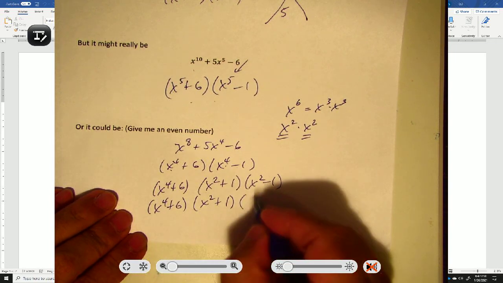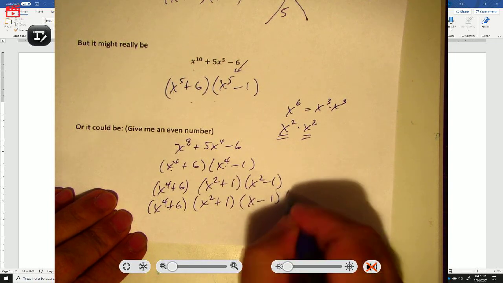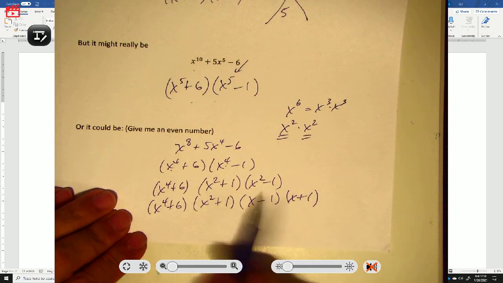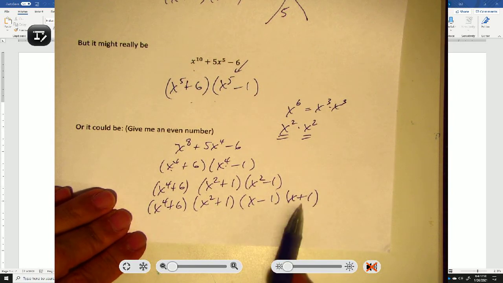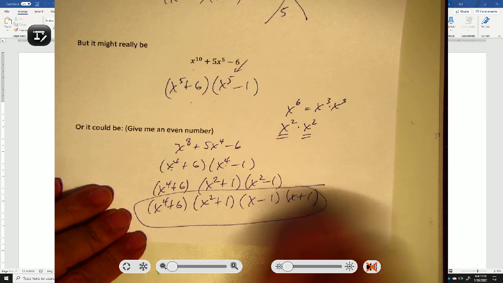But x squared minus 1 is x minus 1 times x plus 1. Order does not matter here. If you put x plus 1 first and x minus 1 second, that's okay. Alright? So that's it. That's the final answer of that example.